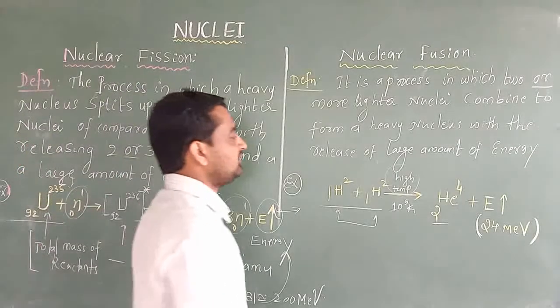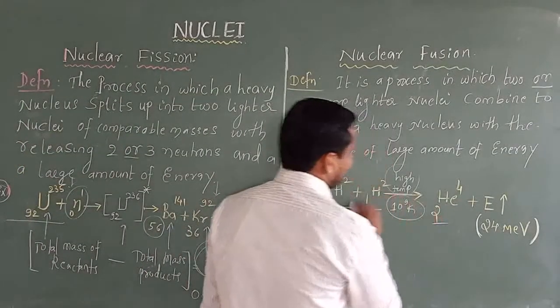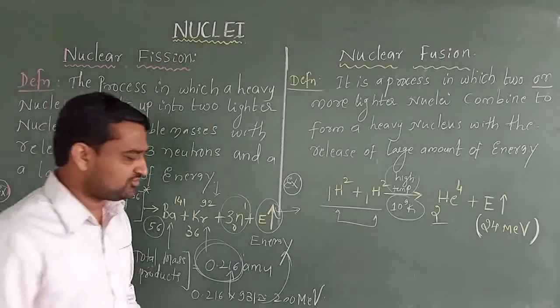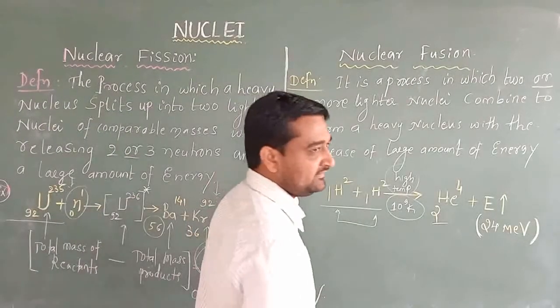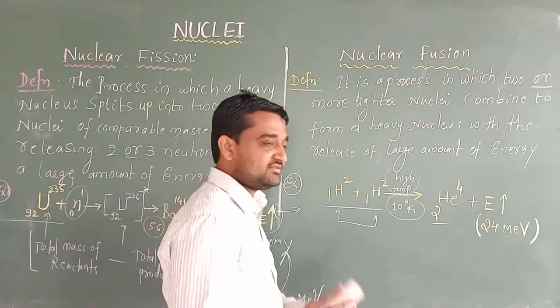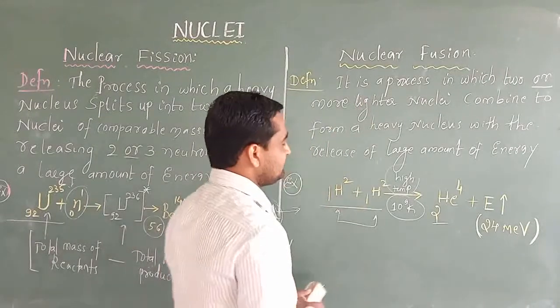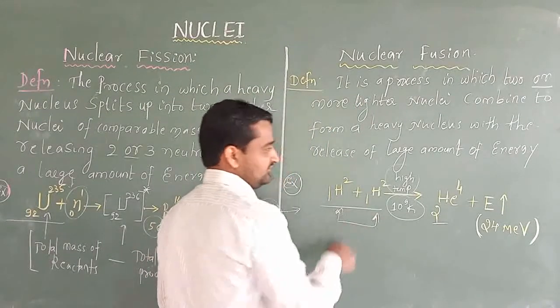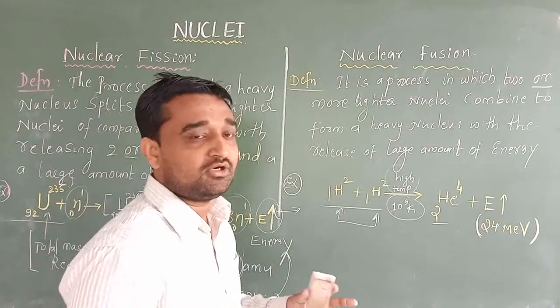A high temperature of the order of 10 to the power 9 Kelvin is required, because here we are going to combine. What process takes place here? It is the combination process. Here two lighter nuclei are going to combine.